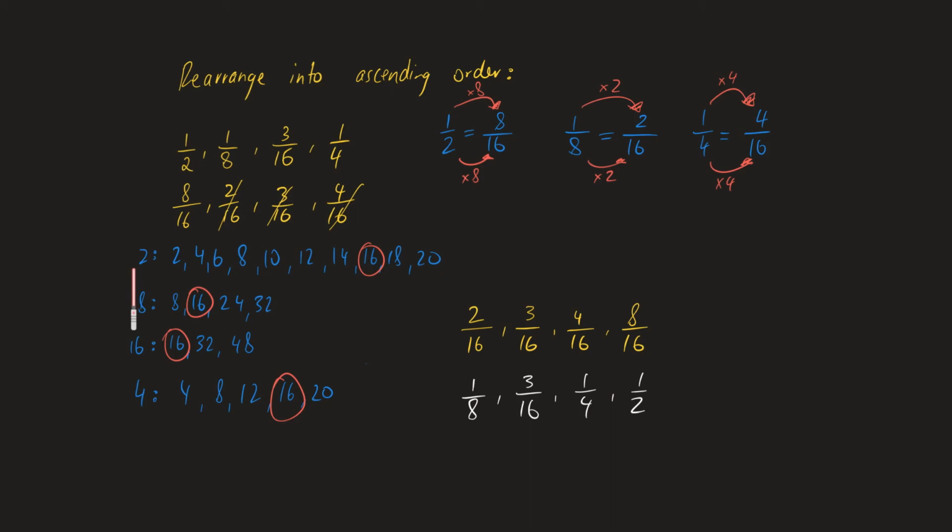So first of all, we went and worked out the multiples of each of those denominators. We found that lowest common multiple to become our common denominator. We went and found equivalent fractions for those that we needed to. We wrote them in order, and we changed them back to the original fractions we dealt with to help order them ascendingly.